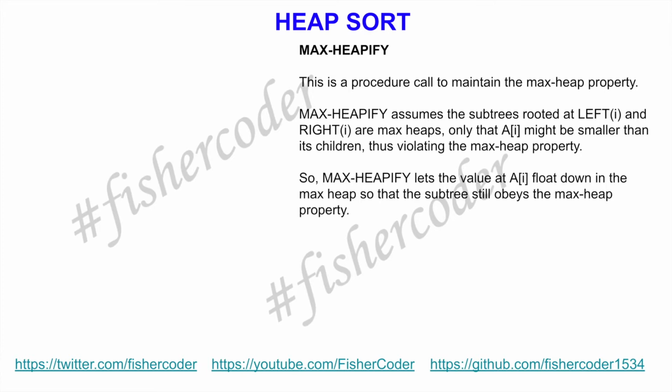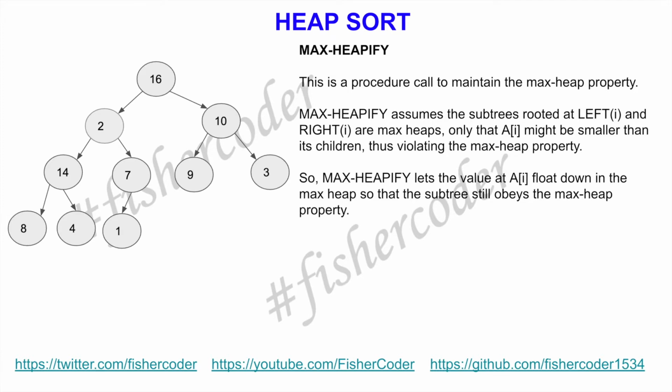So what we need to do is this max-heapify function is going to let the value at A[i] float down gradually in the max-heap so that the subtree will still obey the max-heap property. Let's take a look at this simple binary tree on the left side. Is this a valid max-heap? No, apparently it's not. Looking at this node with value 2, it is smaller than both its left and right children, so this is not a valid max-heap, right?